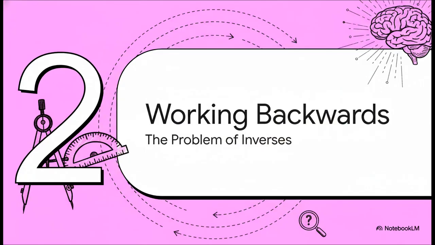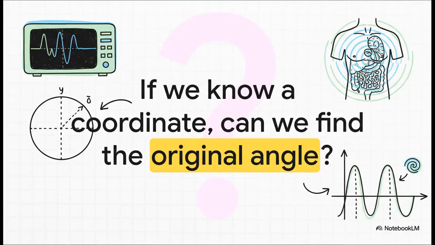Okay, so that's great. We can find coordinates if we know the angle. But what if we need to do it the other way around? This leads us to our next big challenge. This is the crucial question, really. Think about it. If a doctor gets a signal from a machine, just a single data point, can they work backward to figure out what biological event caused it? To do that, we need what are called inverse functions.